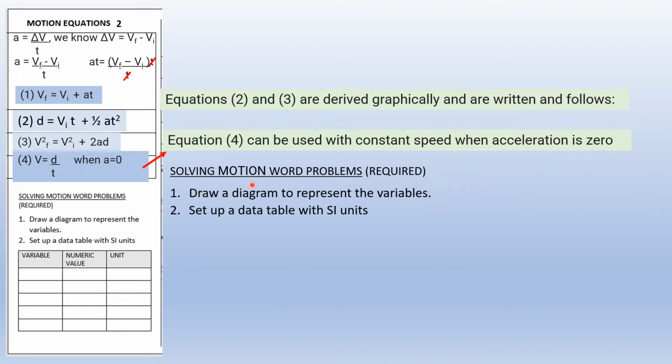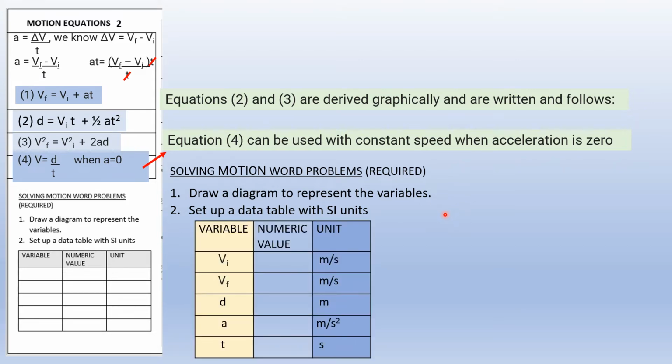Now, to solve motion word problems, we have two steps that we are required to do. One is draw a diagram to represent all the variables involved in the motion. And the second one is set up a table with the SI units for all the terms that we use in motion. For example, here the initial velocity and final velocity, the units are meters per second. Distance in meter, acceleration meters per second square, and time in seconds.